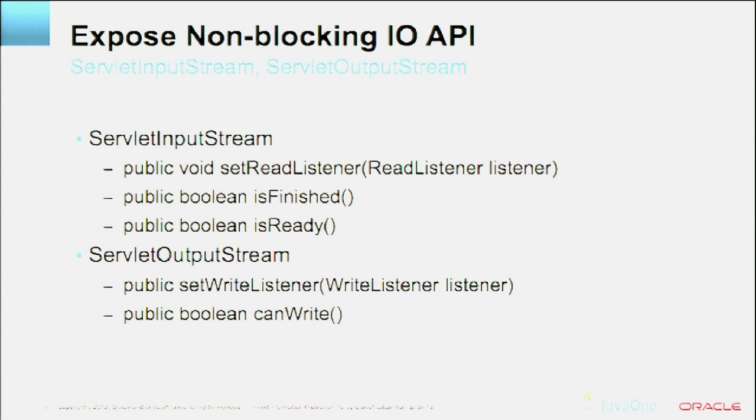Similarly, for the server output stream, you have an API called canWrite. So basically, you check whether you can actually write before you call the write API. Otherwise, you may have blocking in this case.